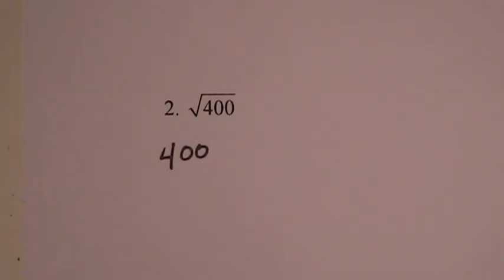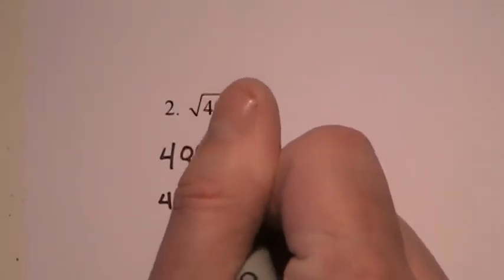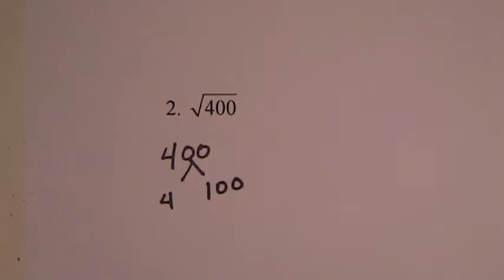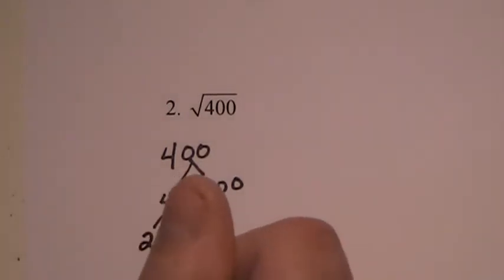So as we look at 400, we notice that it has two zeros, which does mean we can divide it by 100. And if we do that, we would get 4 and 100. So neither 4 nor 100 is a prime factor. So we're going to have to do the prime factors of each of them. 4 comes from 2 times 2.